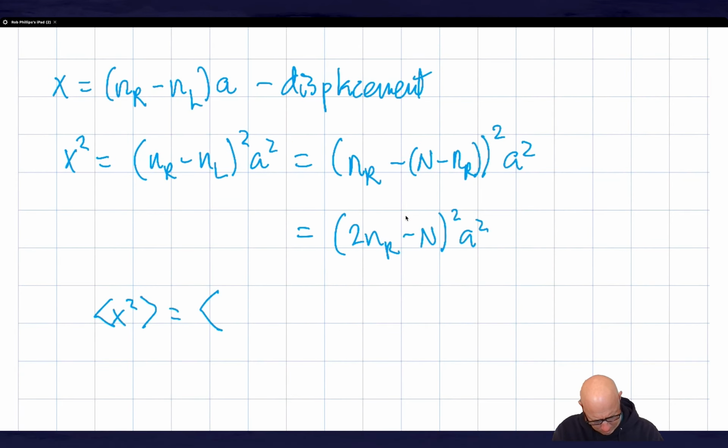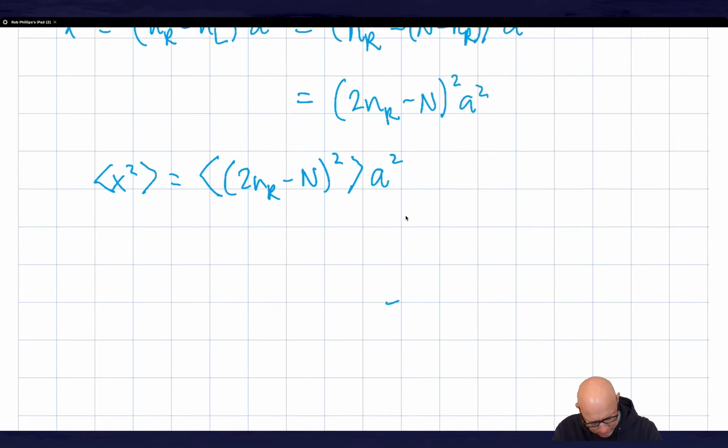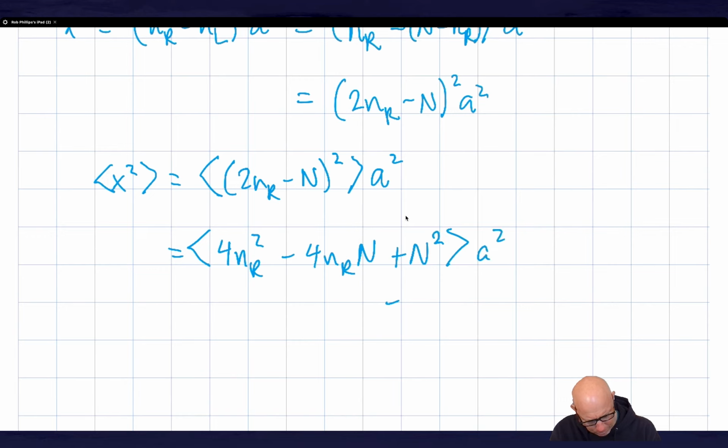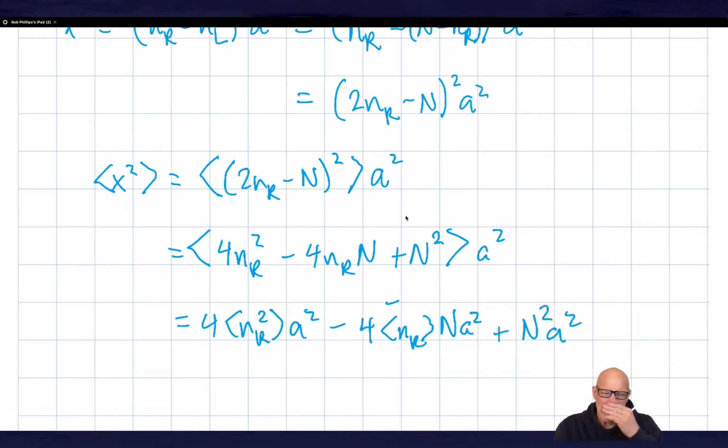So what I was saying is that this is 2nr minus capital N quantity squared. The angular brackets refer to averaging, which I can always rewrite as 4nr squared minus 4nr capital N plus n squared. This is all averaged times a squared, which is 4 average nr squared a squared minus 4 average nr times n a squared plus n squared a squared.